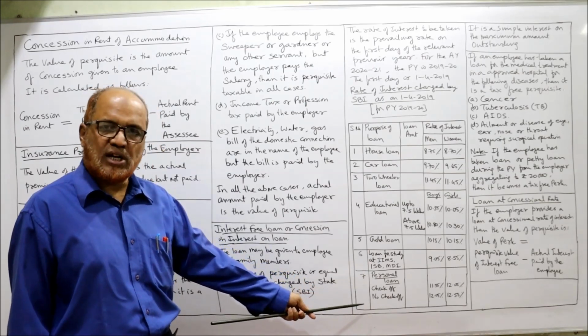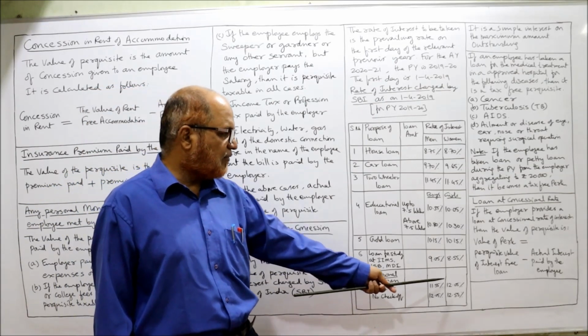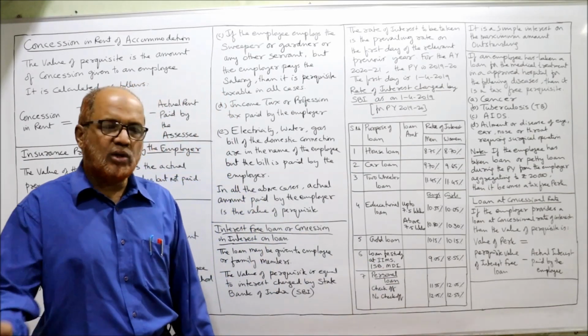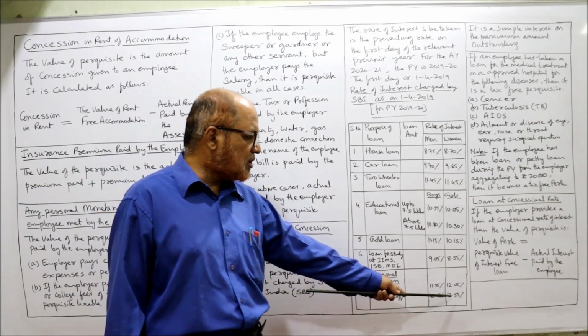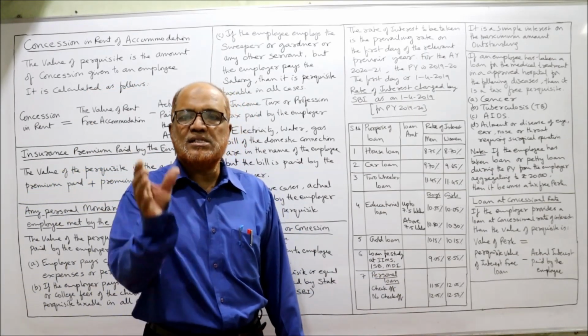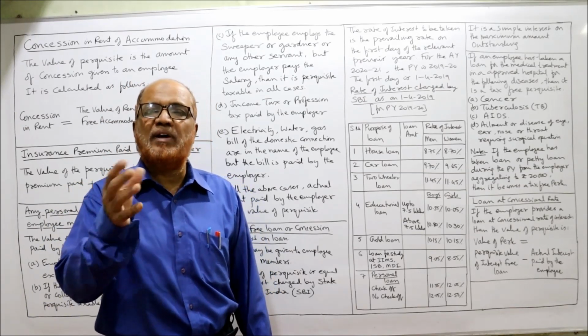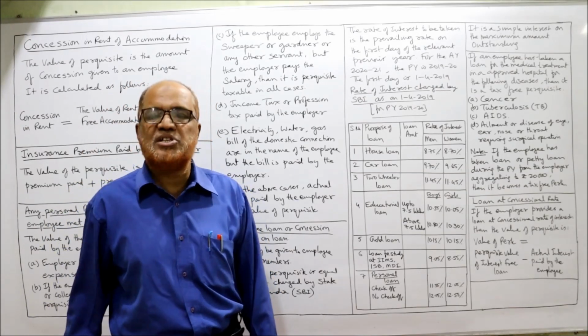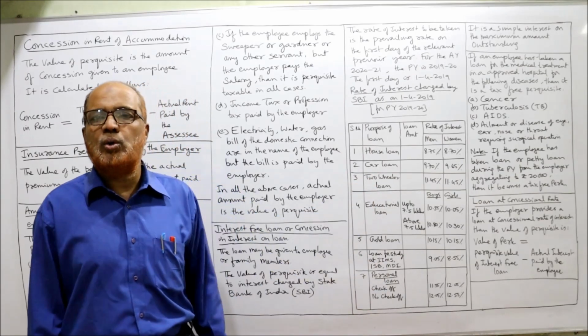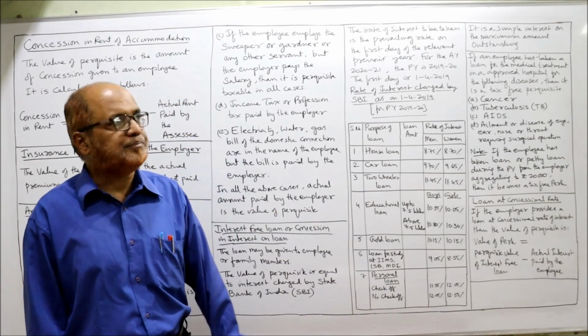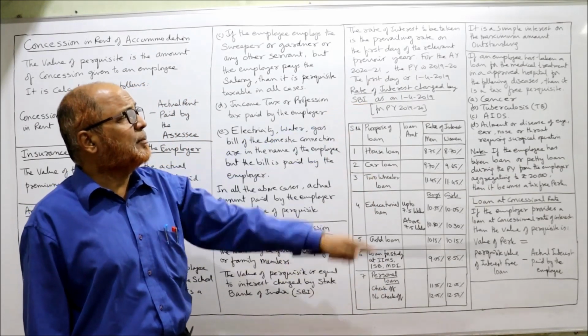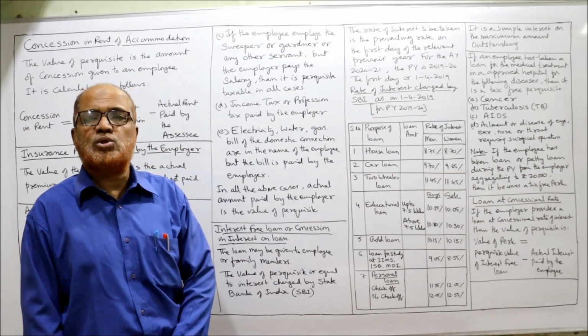Personal loan, if check-off is given, 11.55, 12.05. If no check-off is given, then 12.05, 12.55. These are the different rates of interest given by SBI prevailing on the first day of the previous year, that is 1/4/2019. It is a simple interest on the maximum amount outstanding.